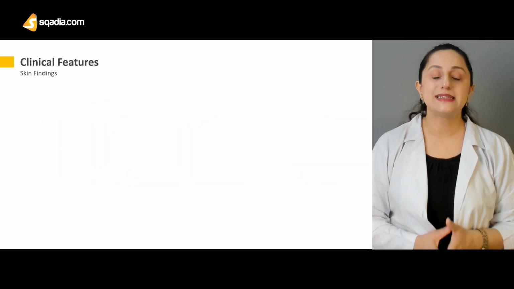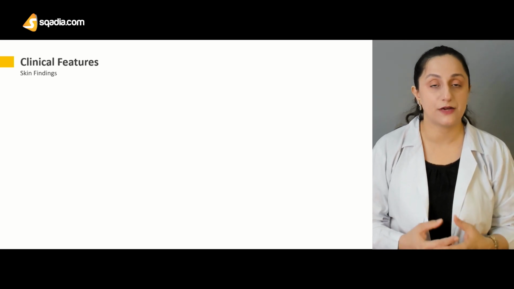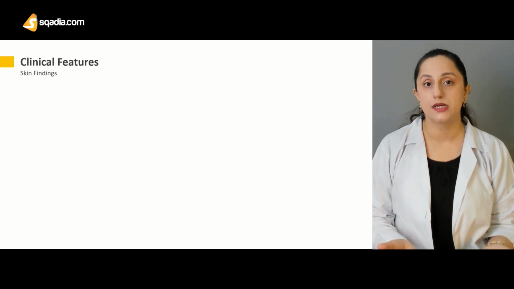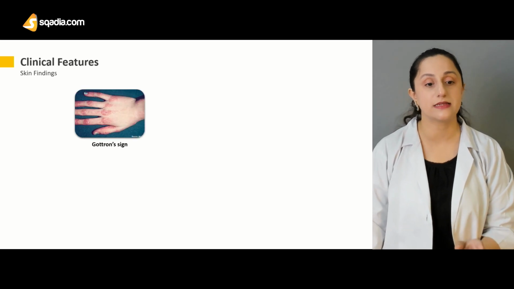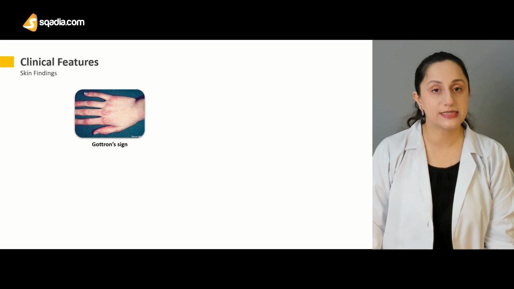Then moving on, the typical clinical features on the basis of which we are suggesting that this patient is suffering from dermatomyositis, or we are labeling the patient as a patient of dermatomyositis. There are these typical skin findings, the cutaneous findings. First of all, we have the Gottron signs.